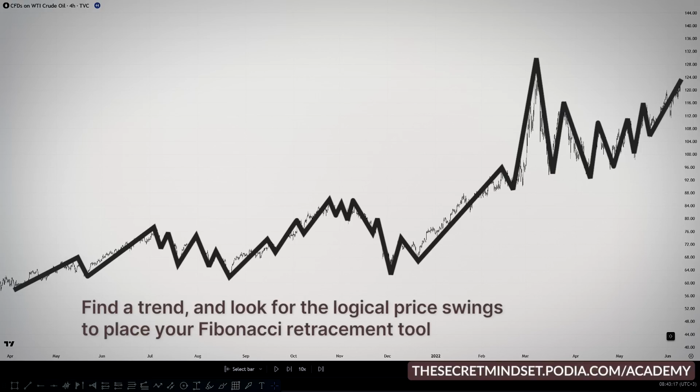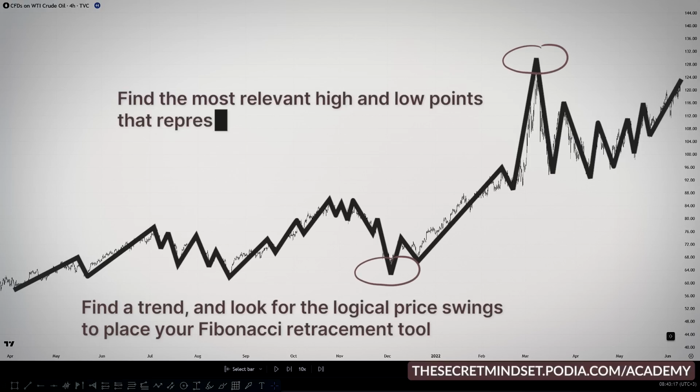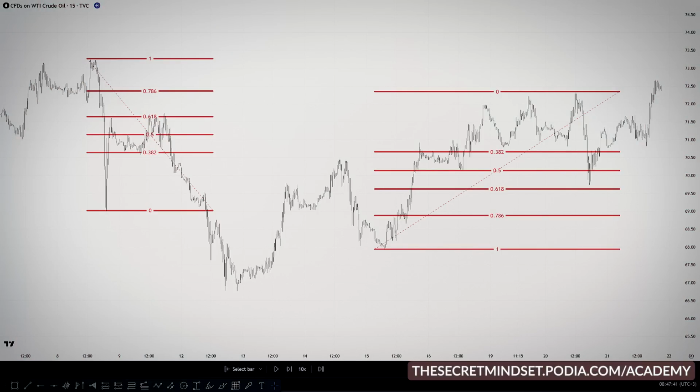Without a clear trend, these levels lose their significance and impact on price movement. When you spot a trend, look for the logical price swings to place your Fib retracement tool. This step is critical and often where most traders struggle. The trick is to find the most relevant high and low points that represent the current market conditions. So in this uptrend, I would draw the Fib retracement from this swing low to this swing high. For this downtrend, I would draw it from this swing high to the swing low.